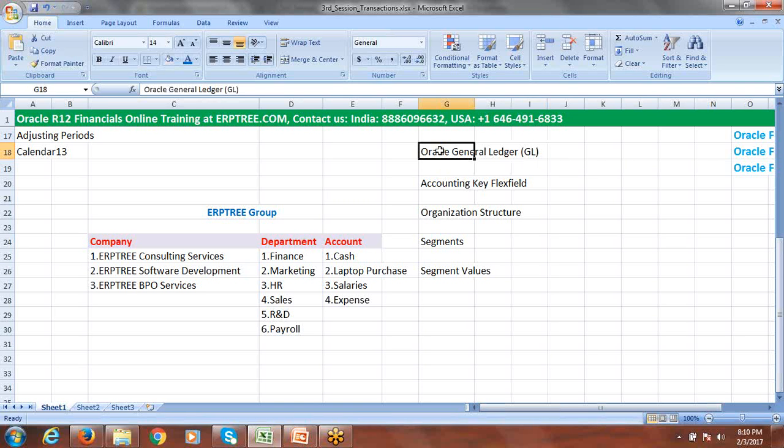That means we have an application called Oracle General Ledger. Within that application we have a feature called the accounting key flex field. Within the accounting key flex field we can create organization structure, segments and segment values. Hope it is clear to everyone. Within the structure what can we have? Segments, and under segments, segment values.